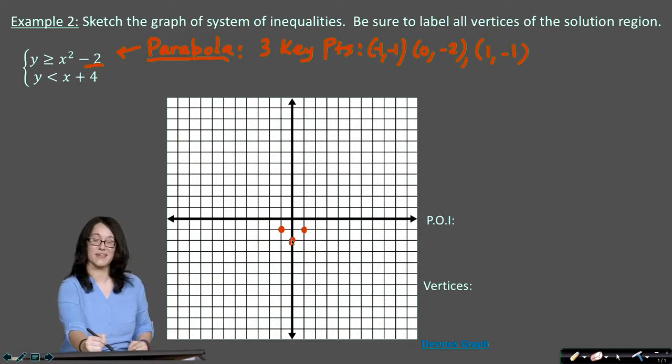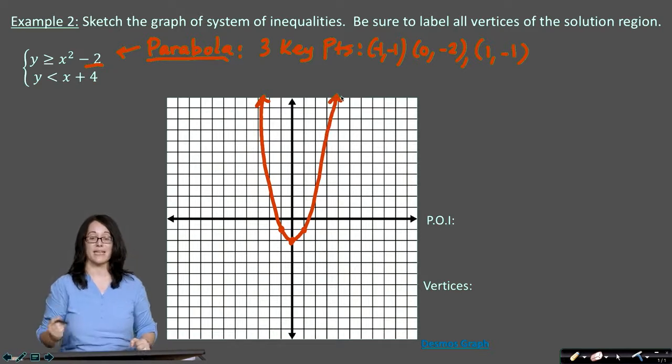And you can even find the x-intercepts by letting y equal 0 if you wanted to get a precise graph. But for just a sketch, I'm going to do a quick sketch of a parabola opening upward like this. Again, yours could be much cleaner than mine, hopefully. There we go. So that's a basic sketch of a parabola opening up with those 3 key points.